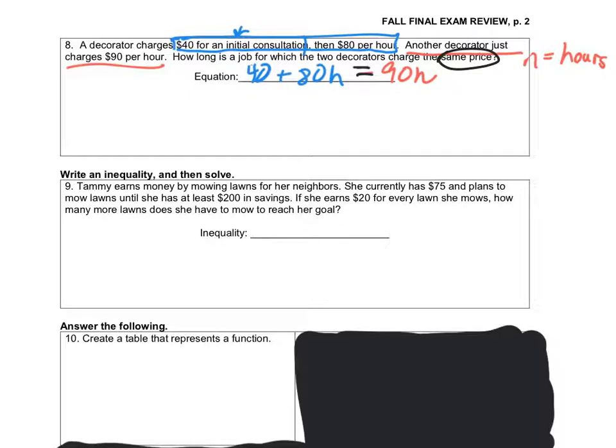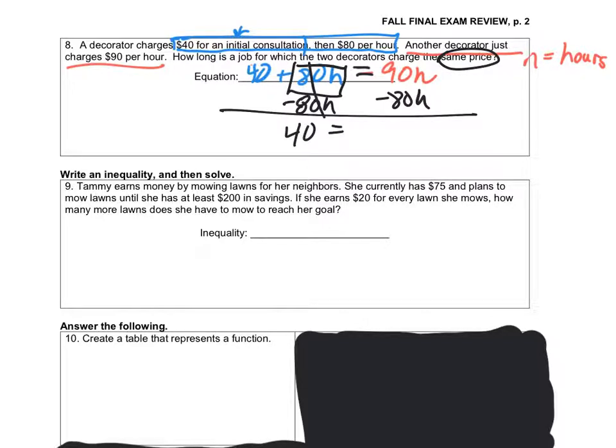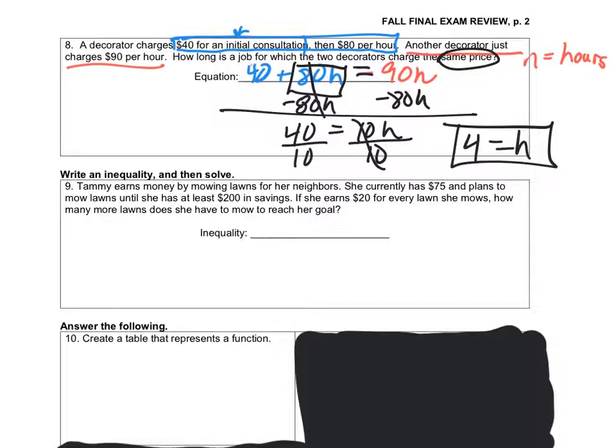In other words, they want to know how many hours would be equal, and it wouldn't matter which one you chose. So I'm going to isolate the variable. I'm going to subtract 80h, and I'm left with 40 equals 10h, basically getting the variables on both sides. Isolating the h, divide by 10, and h equals 4 hours. So if you were to need only 4 hours worth of work, then they would be equal.